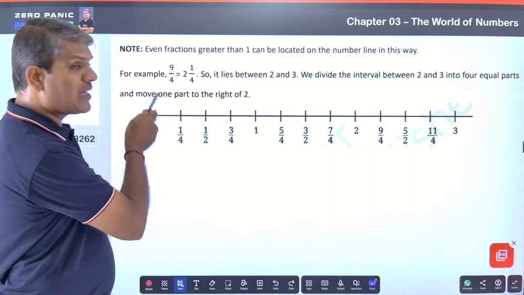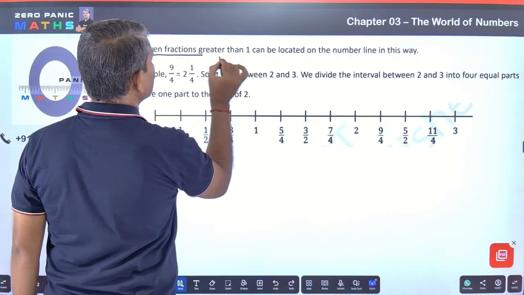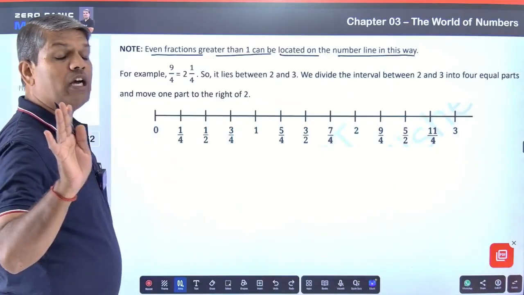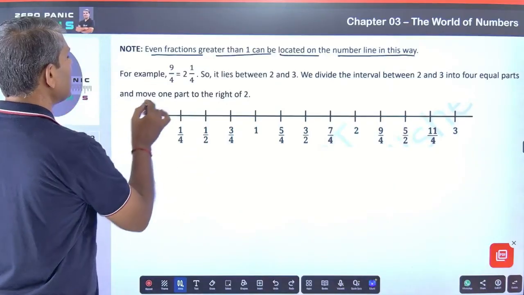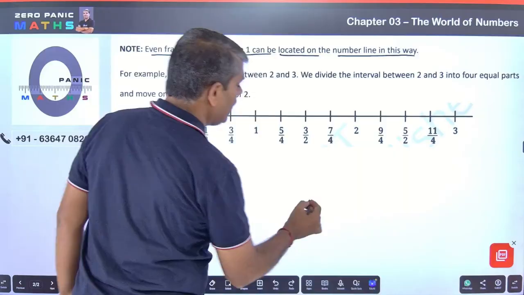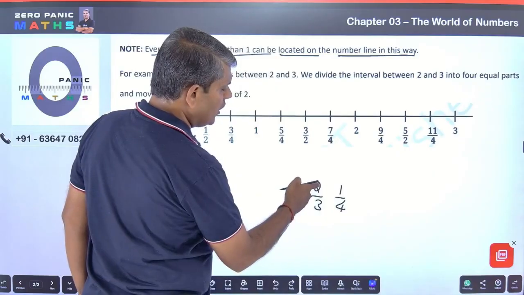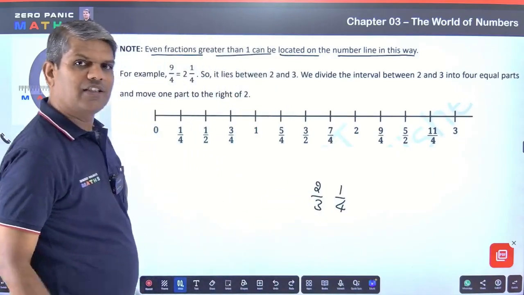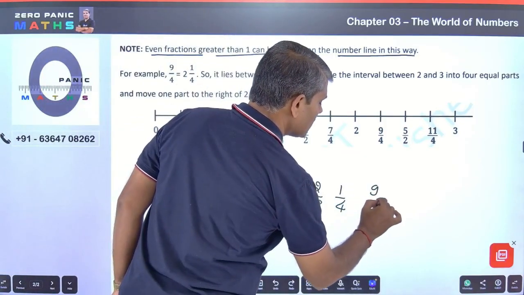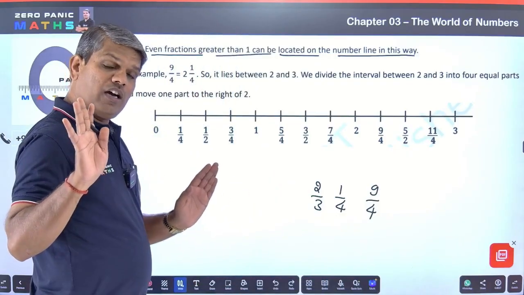Listen to me, this example is very important here. What they are saying here is even fractions greater than 1 can be located on the number line in this way. How to represent a fraction which is greater than 1? There is an example of 9/4. Whenever you are saying 2/3 or 1/4, the numerator is less than the denominator, then it means that the number is less than 1. If the numerator is greater than the denominator, then this number is greater than 1. You have to understand this first.